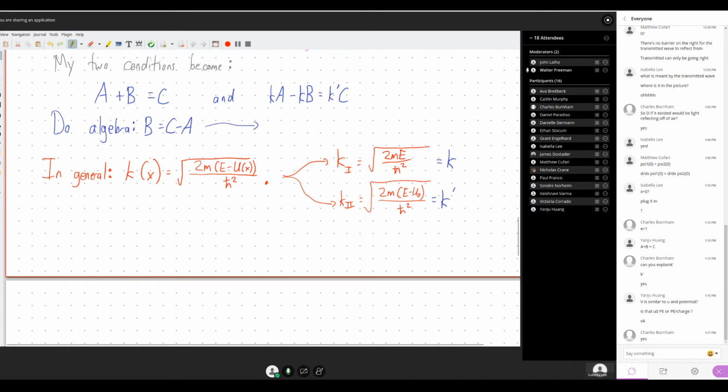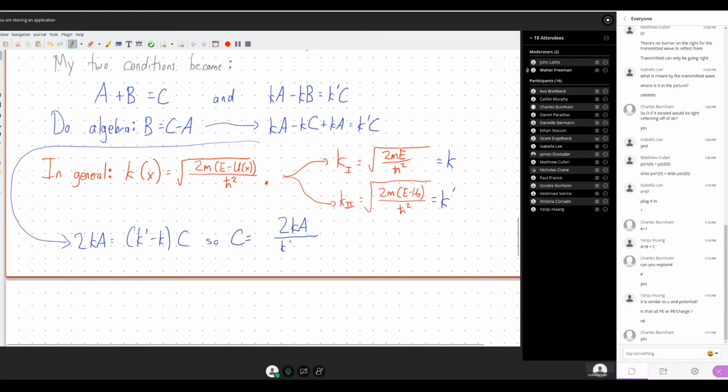Let me now plug in what I got for B. So now I have Ka minus Kc plus Ka equals K prime C. So carrying that down, sorry about that, I get 2Ka equals K prime minus K times C. So C equals 2Ka over K prime minus K. And then we can plug this back in and find B.